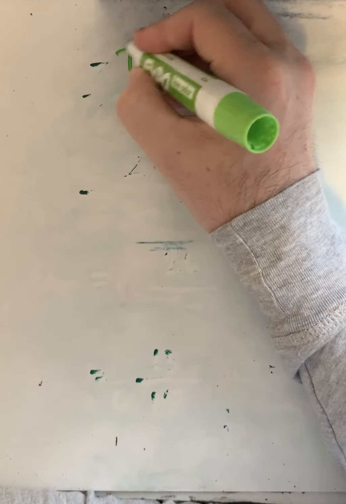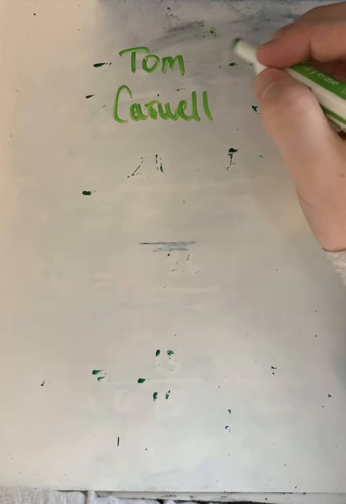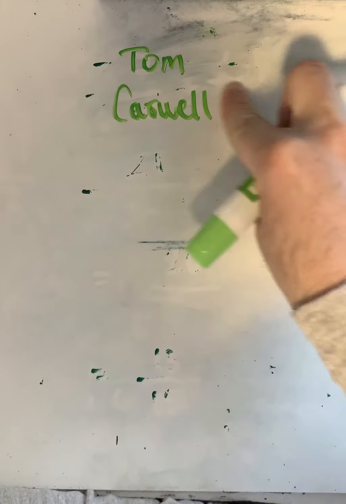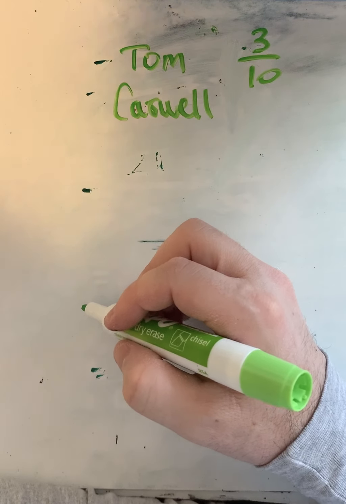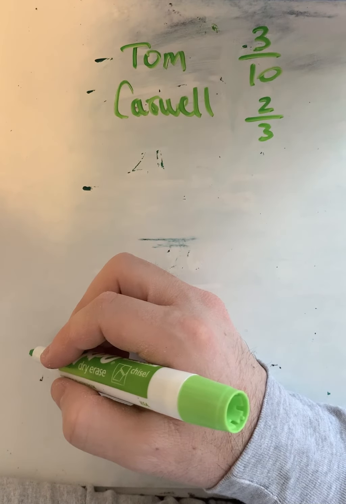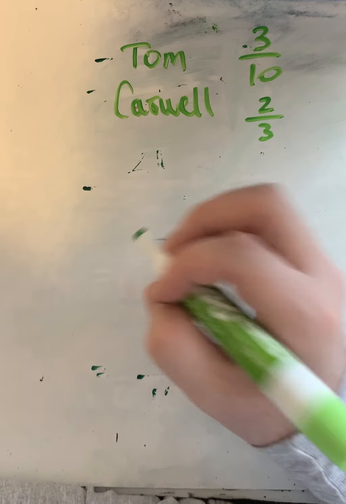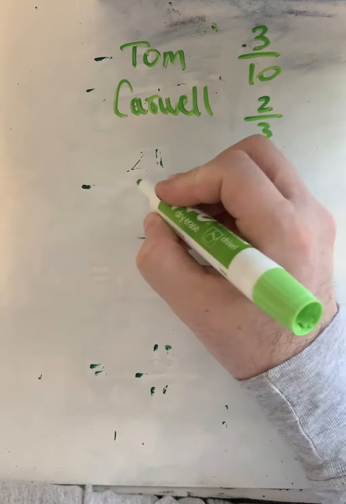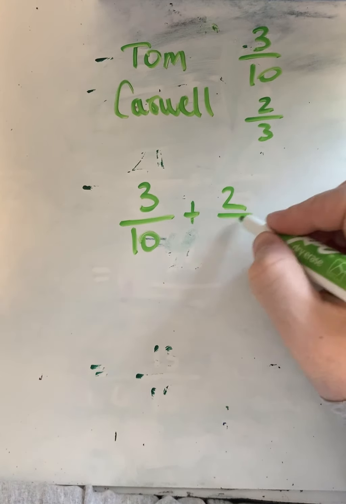So Tom and Caswell were shoveling driveways. Tom did 3/10 of the driveway. He shoveled 3/10 of it, and Caswell shoveled 2/3 of it. And I want to know how much driveway in total they shoveled. So again, we're going to take 3/10 and add 2/3.